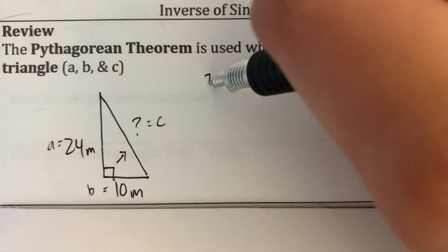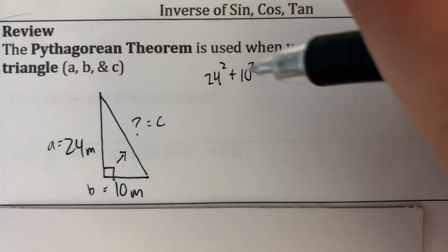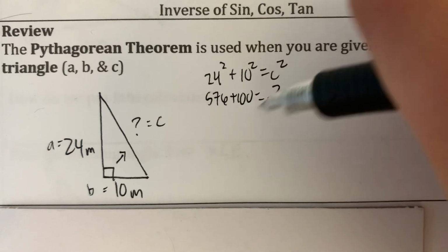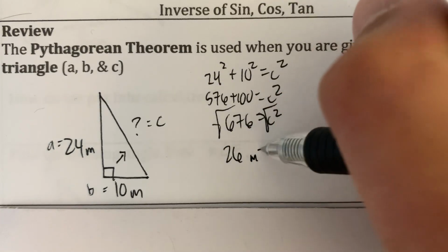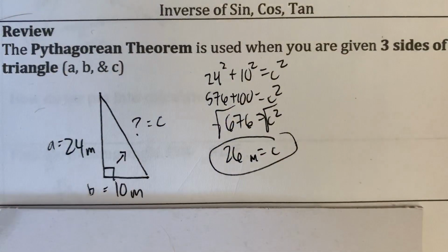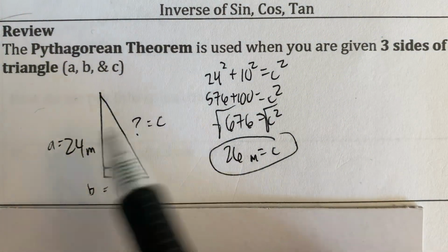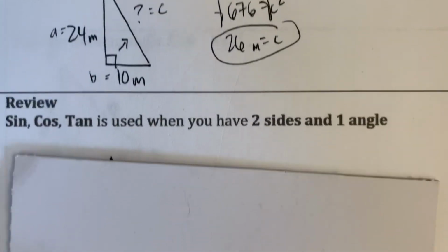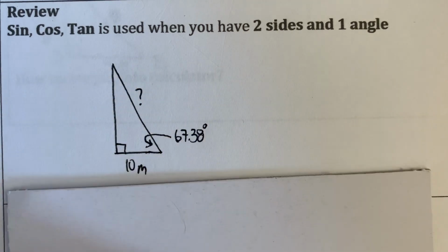And so we do A squared plus B squared equals C squared, and then you guys know the rest of this. Plus 100 equals C squared. We get 676, square root both sides, and we get 26 meters equals C. No problem. Pythagorean theorem is when you have three sides. And this seems very trivial, not important, but it is important to see when we have three sides, it's Pythagorean theorem.